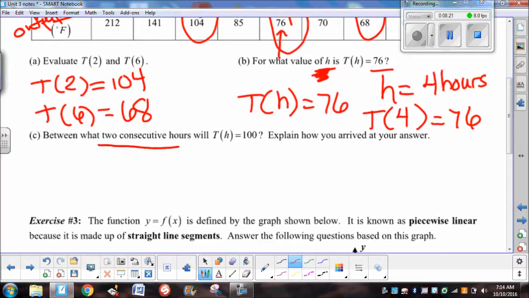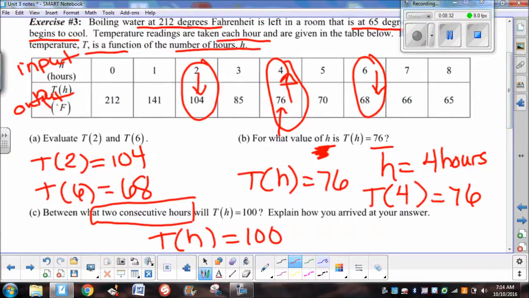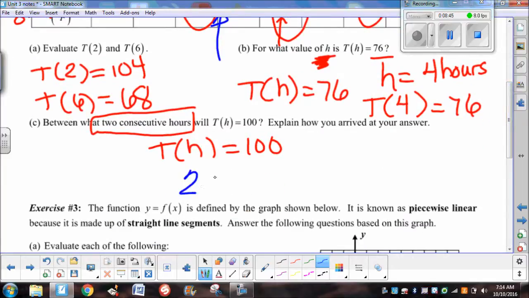Between what 2 consecutive hours, consecutive means one right after the other, will T of h equal 100 degrees? So 100, okay, a temperature reading of 100 degrees is going to occur somewhere between 85 degrees and 104 degrees. So what 2 consecutive hours? 2 and 3 hours.